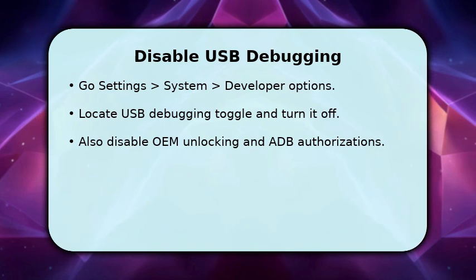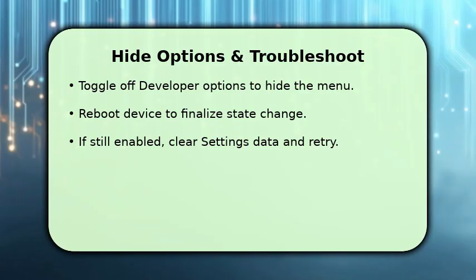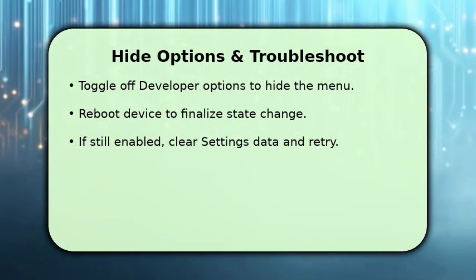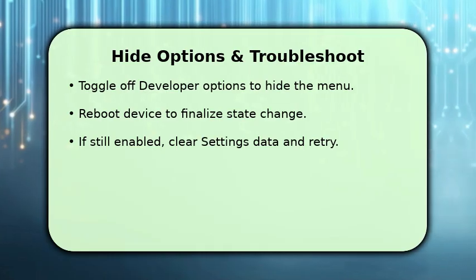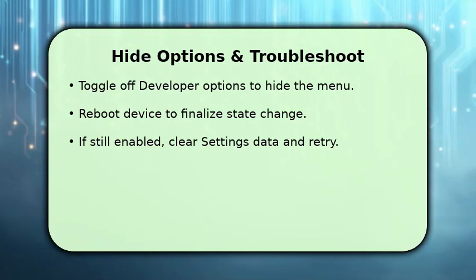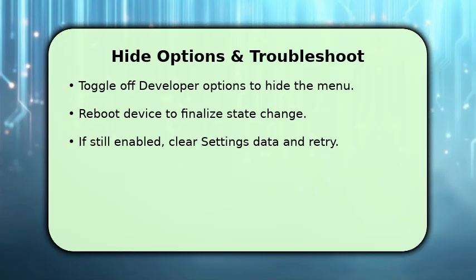Finally, you should toggle developer options itself off to hide the menu from settings. This prevents casual reactivation. After turning it off, reboot your OnePlus so the system fully applies the change and revokes temporary permissions. If developer options or USB debugging reappear, make sure no profile or device management policy re-enables them.